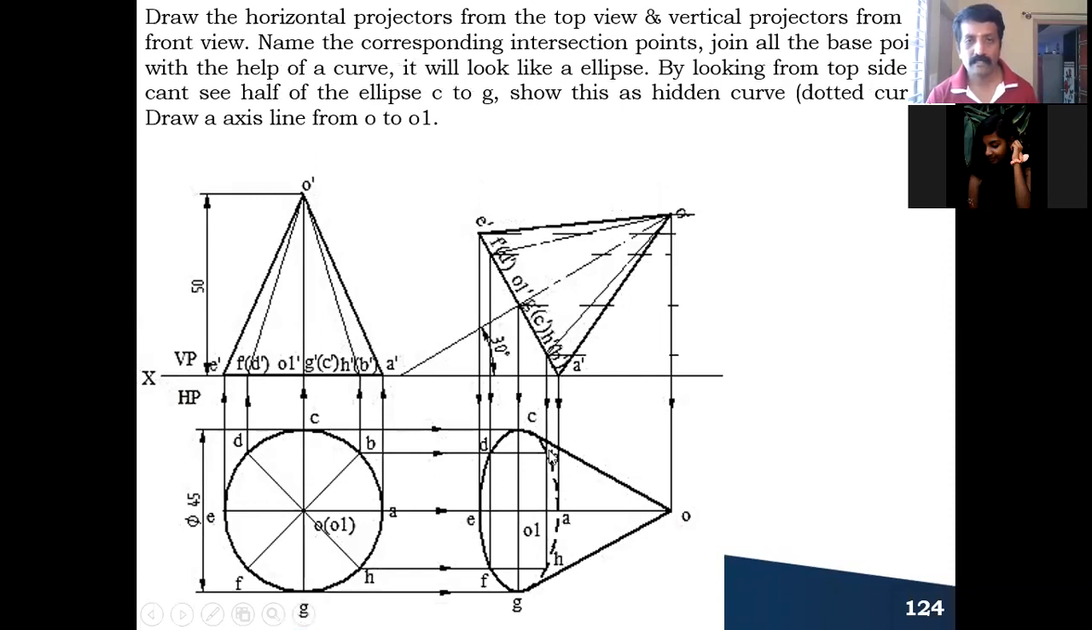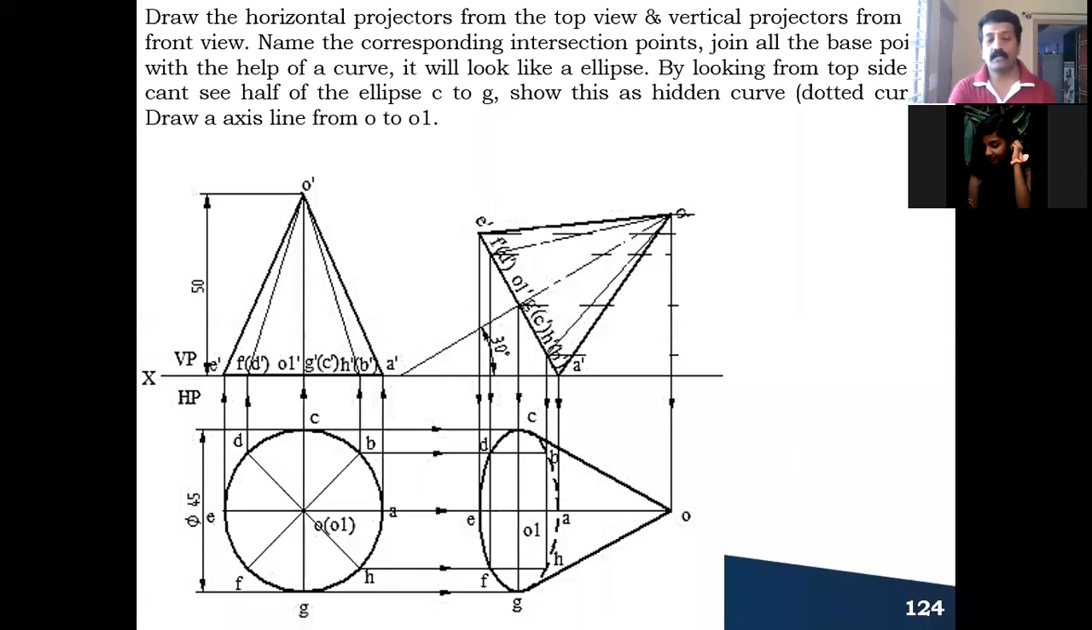B is here, B dash is here, this is B. C is here, C dash is here, this is C. D is here, D dash is here, this is D. E is here, E dash is here, this is E. F is here, F dash is here, this is F. G is here, G dash is here, this is G. H is here, H dash is here, this is H. The base center point O1 is here, O1 dash is here, this is O1. Apex point O is here, O dash is here, this is your O.